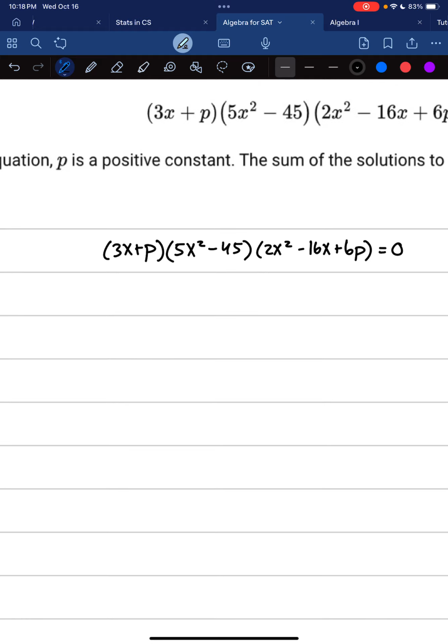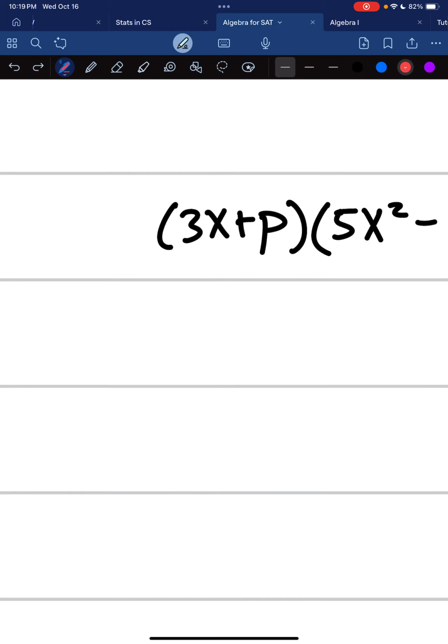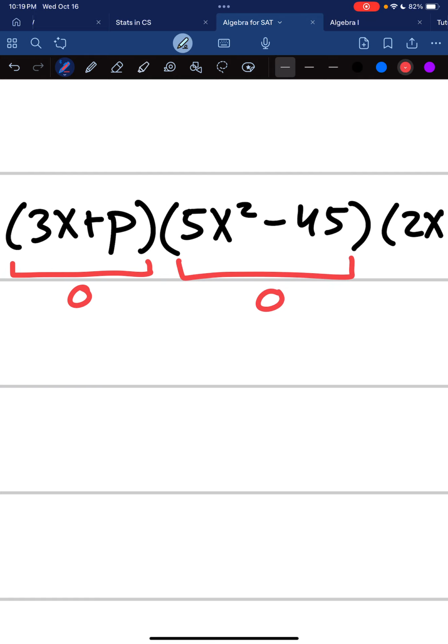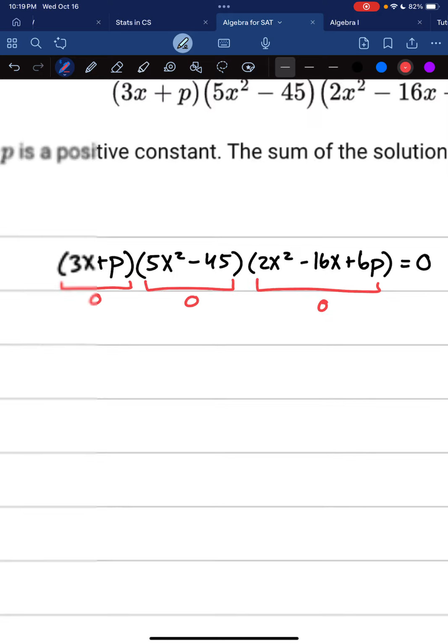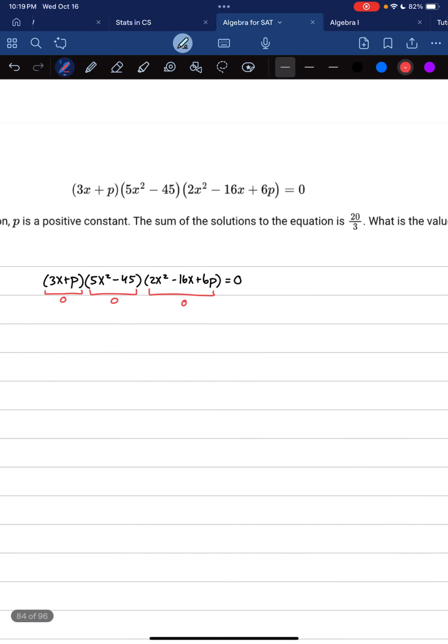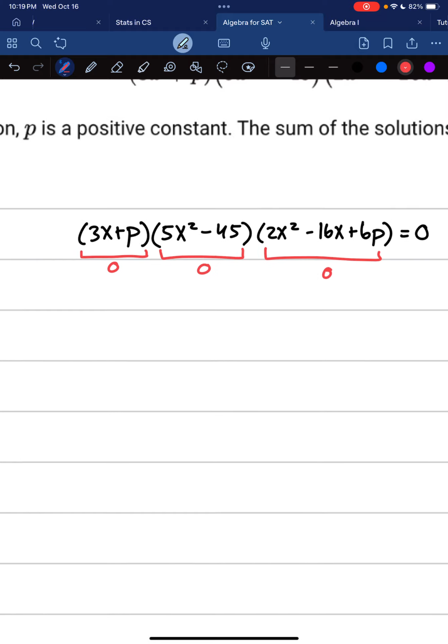So we can see that when we have three factors that are multiplying by each other and that set equal to 0, if any one of these factors is 0, then the entire thing becomes 0, right? So if this was 0, then 0 times all of this becomes 0 and the equation is true. Same thing if this factor is 0 or if this factor is 0. So the solutions to these equations are the x and p values that make each factor equal to 0. It's saying that the sum of these solutions is 20 over 3. What is the value of p?